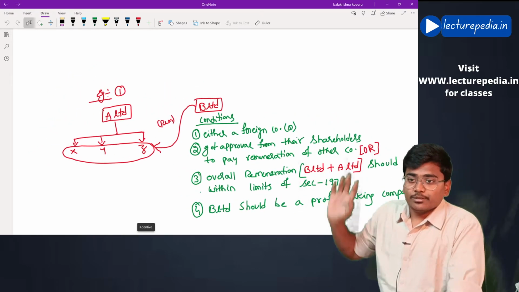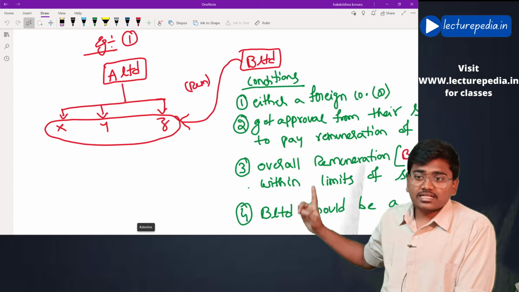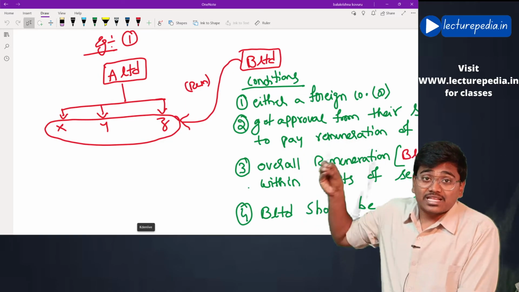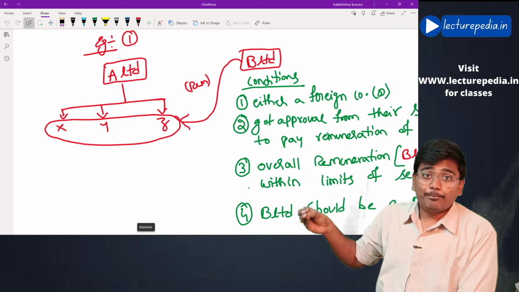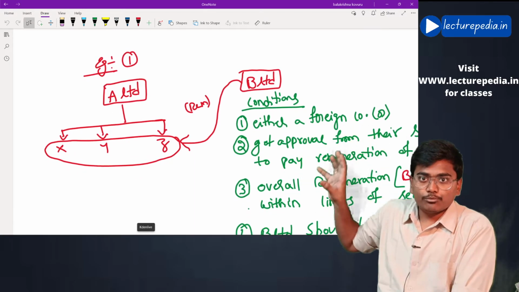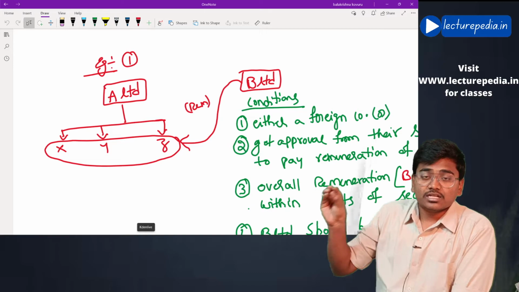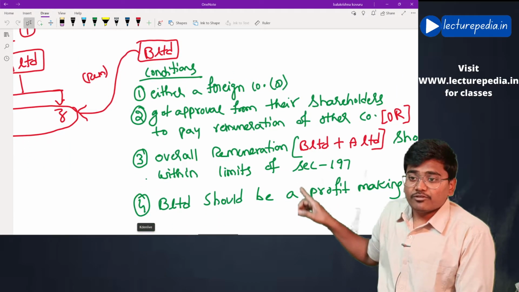There is a company A Limited. Now in this A Limited there are 3 directors, director X, director Y, director Z. Now the remuneration of these 3 directors is being paid by some other company, that is B Limited. It can pay the remuneration of these 3 directors, subject to that, the B Limited must comply with these 4 conditions.